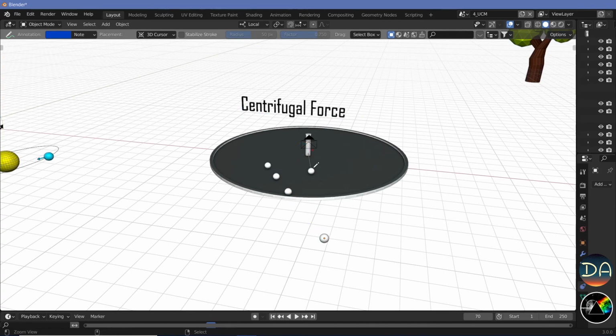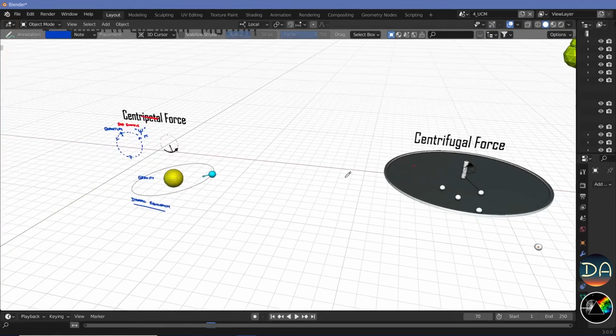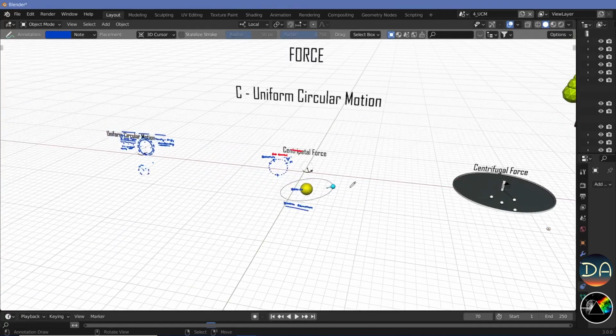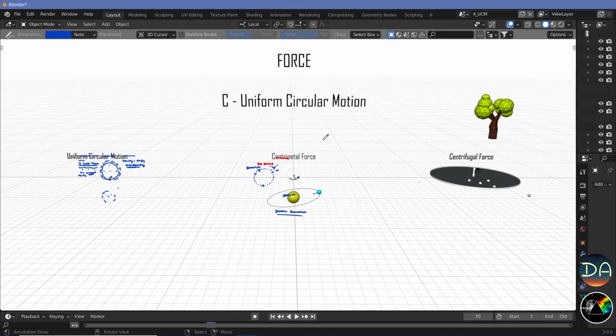So with that, we actually come to an end to this particular chapter, which was uniform circular motion, which is the last part of chapter 1, which is force.